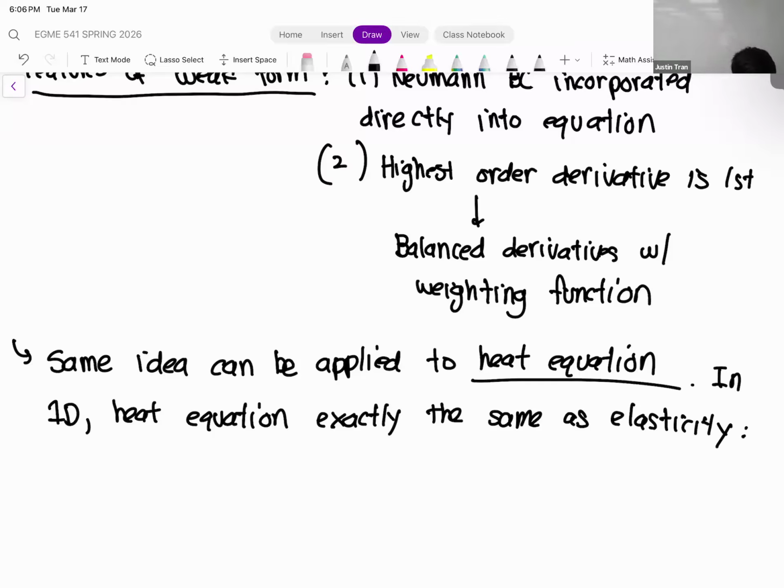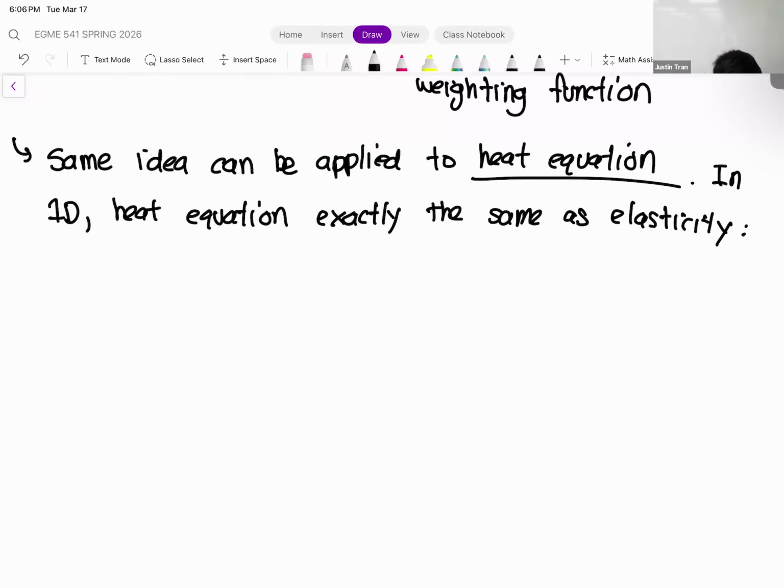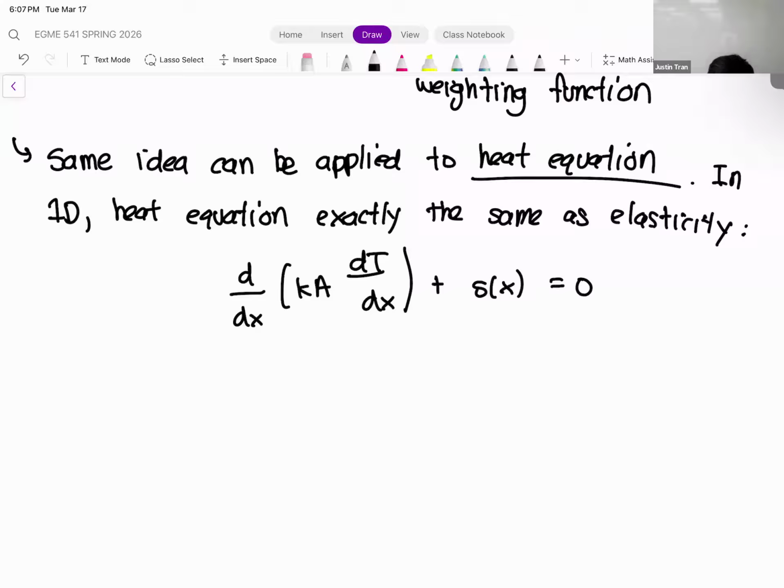So the only thing that changes is just the symbols for the variables, right? Instead of E and A, we have K and A. And instead of our solution variable being U, the displacement, we now have T for the temperature. So the 1D heat equation is given by the following: d/dx of (K times A times dT/dx), plus S of x, is equal to 0. So that's the strong form of our equation.